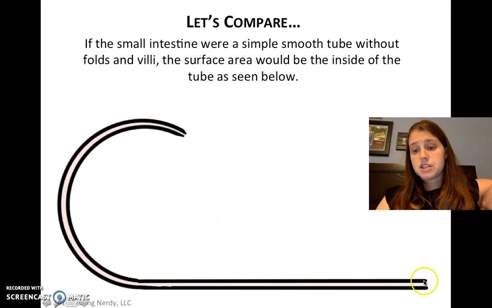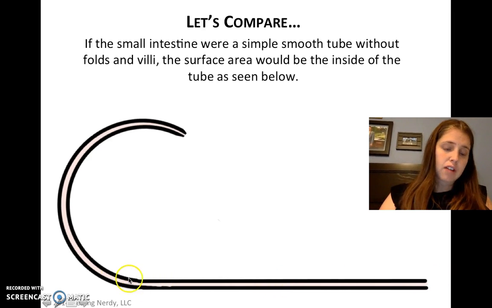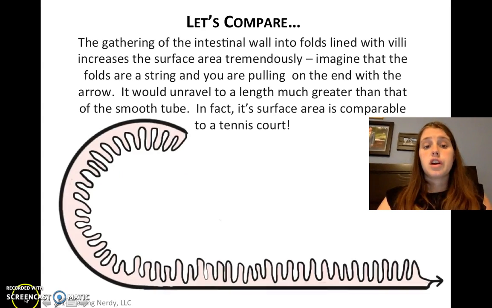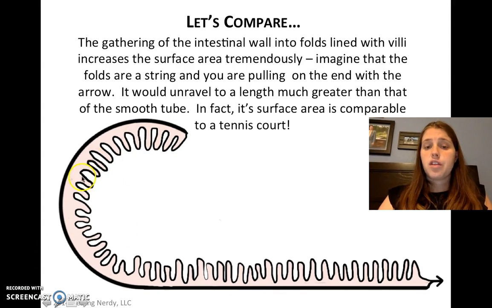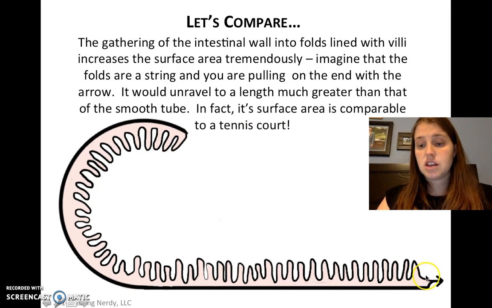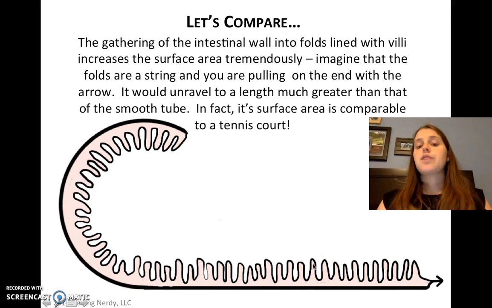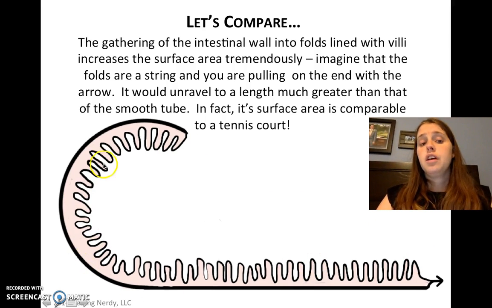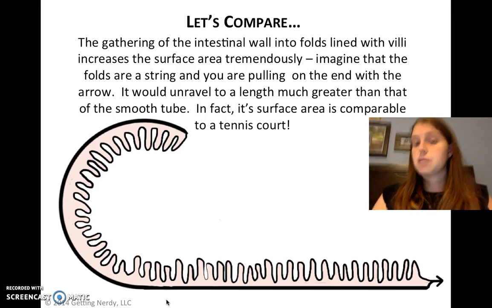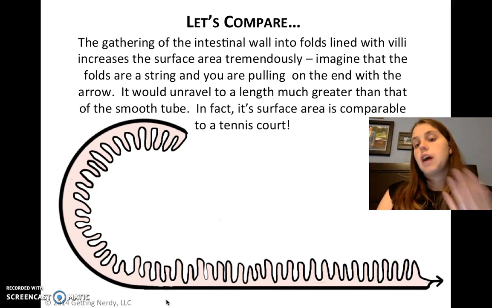So if I were to pull this same tube and measure how long this black line is, the black line on the smooth tube would be way shorter than this black line with all the microvilli. In fact, the surface area is comparable on this one to that of a tennis court. Even though it's small on this screen, I could take that out and it would be the length of a tennis court. That's how much surface area is hidden in each of these microvilli, and more surface area means a lot more movement of nutrients into the bloodstream, which means we get a lot more nutrients out of our food.